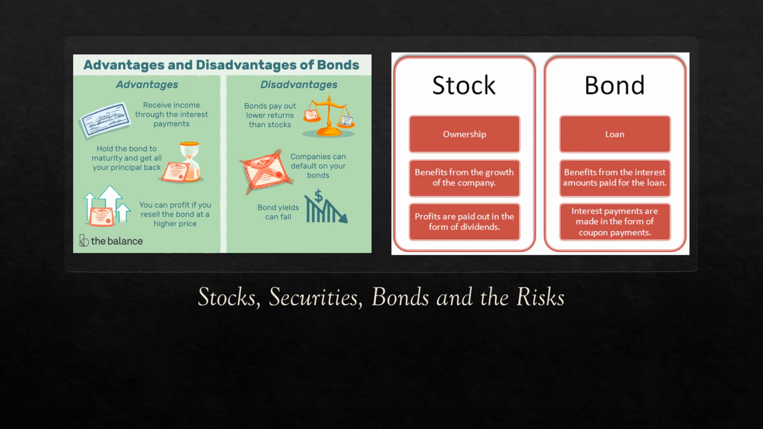We can notice some advantages and disadvantages of bonds too. Some advantages: bonds receive income through the interest payments, and you can hold the bond to maturity and get all your principal back. Disadvantages are that bonds pay out lower returns than stocks, and companies can default on your bonds. Bond yield can fall. So it's important to note the difference between stock and bond, because risk will appear if we don't know the difference of both.